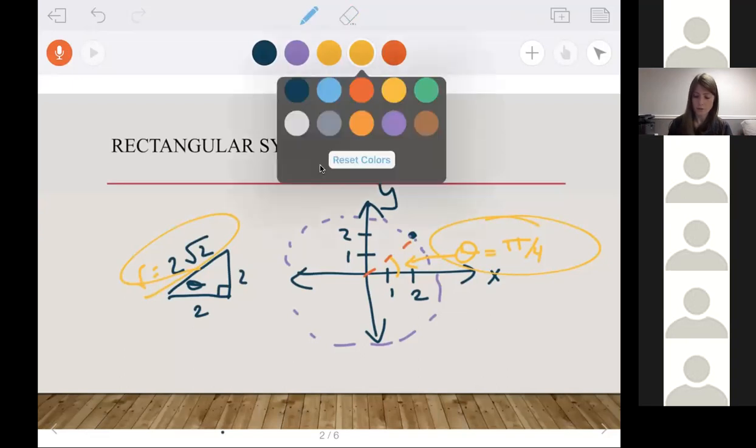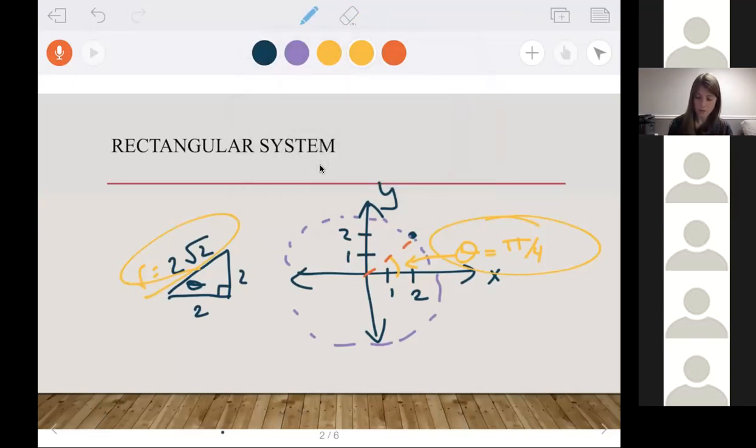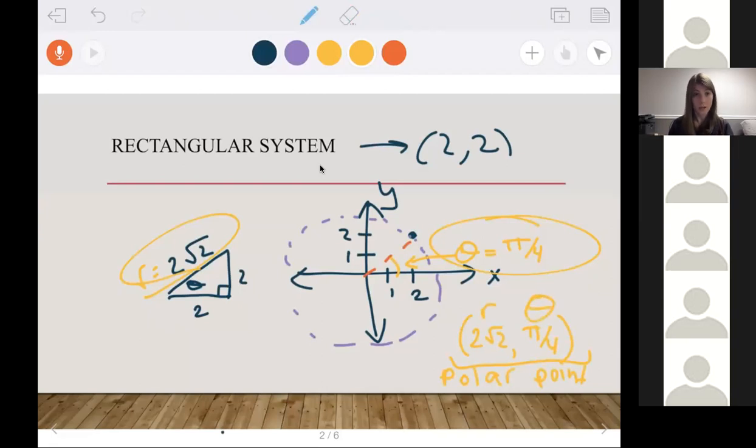So I'm going to put it in yellow because when I say (2, 2), that is a description in the rectangular system. Then when I describe just the two pieces that give me the same information, 2 square root of 2 and pi over 4, this is going to be a polar point, or a point in polar form, where the first component is telling me a radius and the second component is telling me an angle.